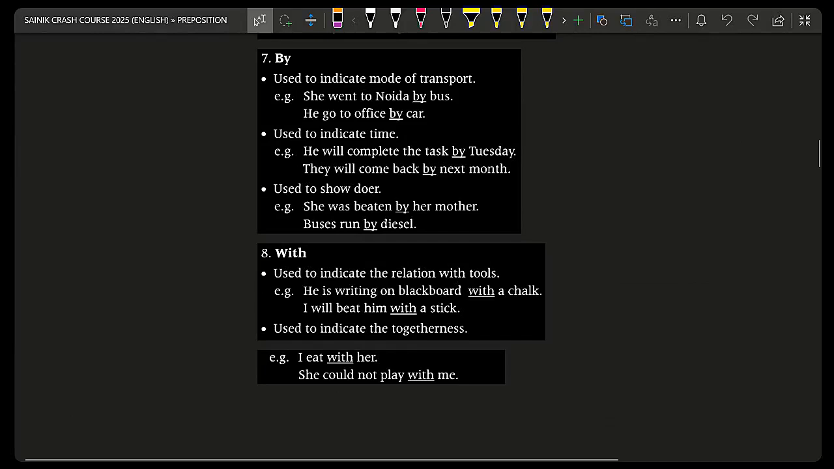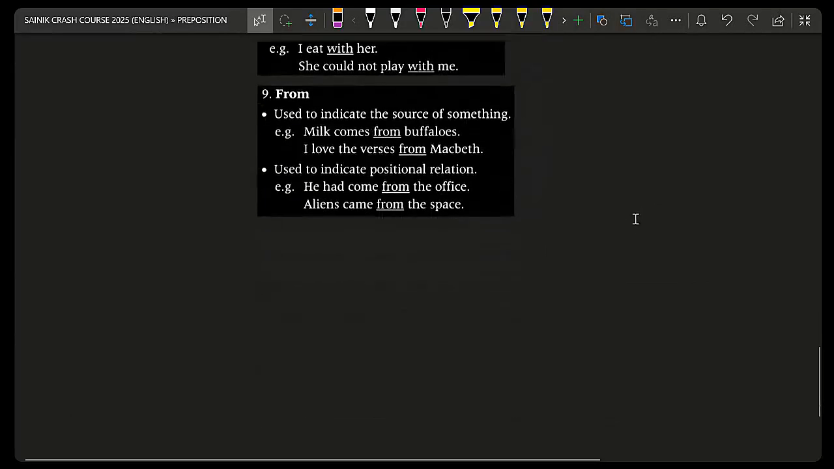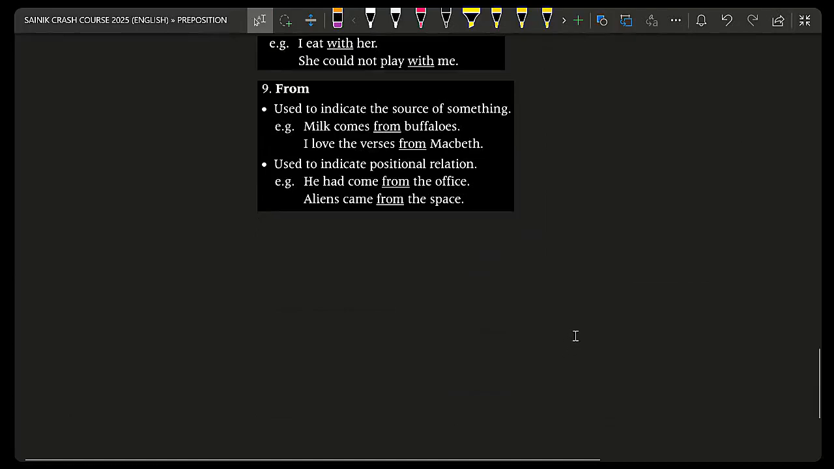So the preposition with, all the usages we have discussed. Now, next thing we are going to discuss is from. Okay, the preposition from, where is it used? The preposition from is used to indicate the source of something. So source means where it is coming from. Milk comes, there is a source of milk from buffalo, that is from. Because buffalo is the source of the milk, we use from.